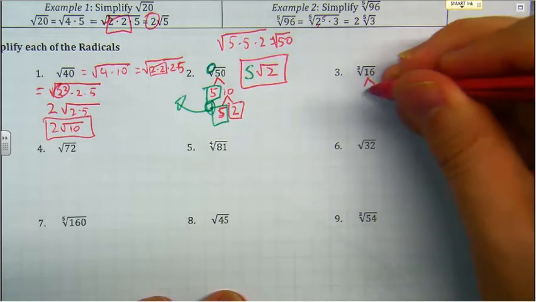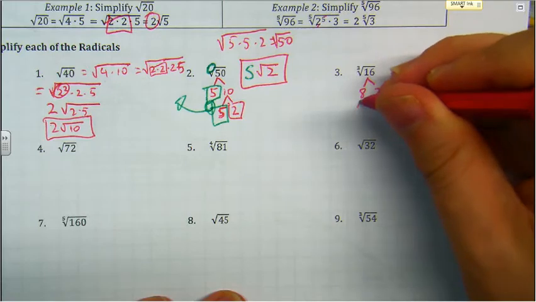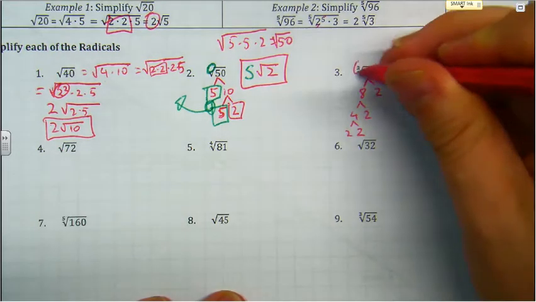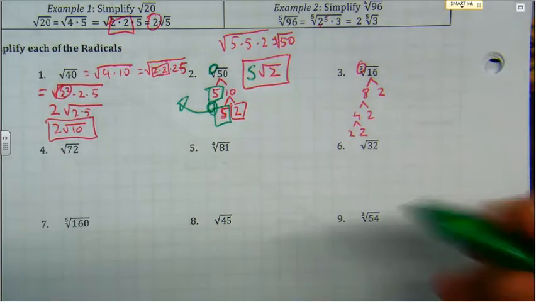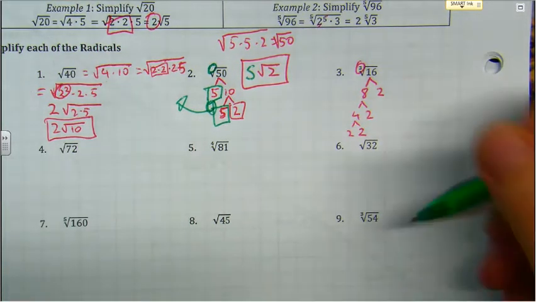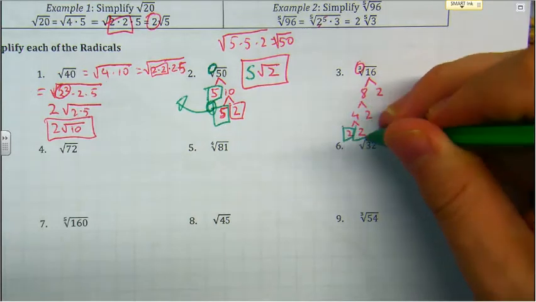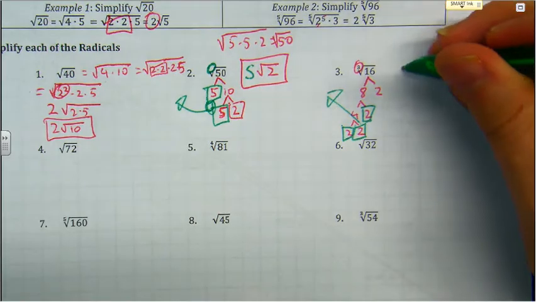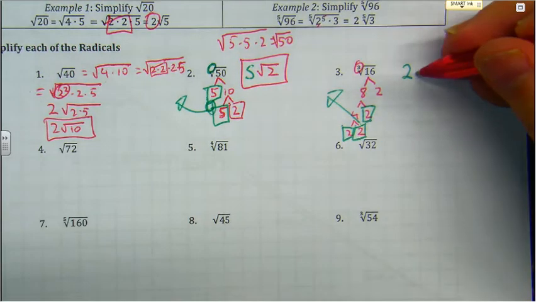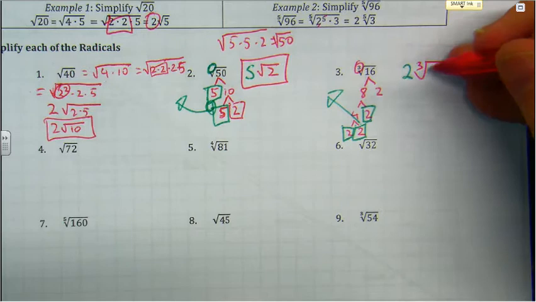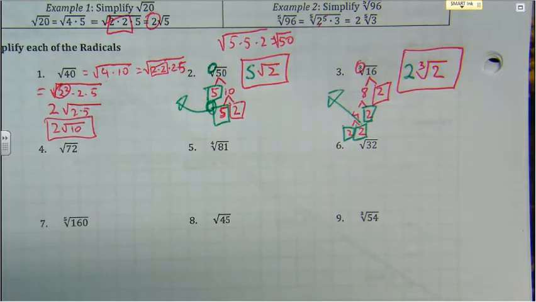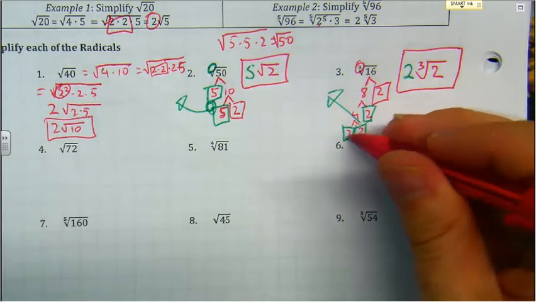Okay, I know that's going to be 8 and 2, and then this is going to be 4 and 2, and this is going to be 2 and 2. But now I'm looking for the cube root. So I'm looking for 3s. I need to find 3 of a kind. And so here's 1, 2, 3 2s. Since I have those 3 2s, they pull out. So I have 2 radical cube root radical, what do I have left over? Just a 2. So 2 cube root of 2 is going to be my simplification because I had 3 out.